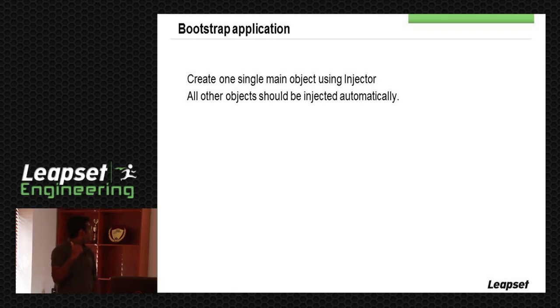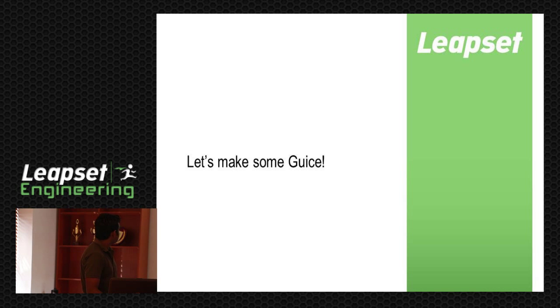So how are we going to bootstrap this Guice application? As I said earlier, there should be one main object which uses the injector and gets the instance. And thereafter, recursively, all the injection will be done automatically. We don't want to create anything, but in the main method, we have to create at least one object using the Guice injector object.